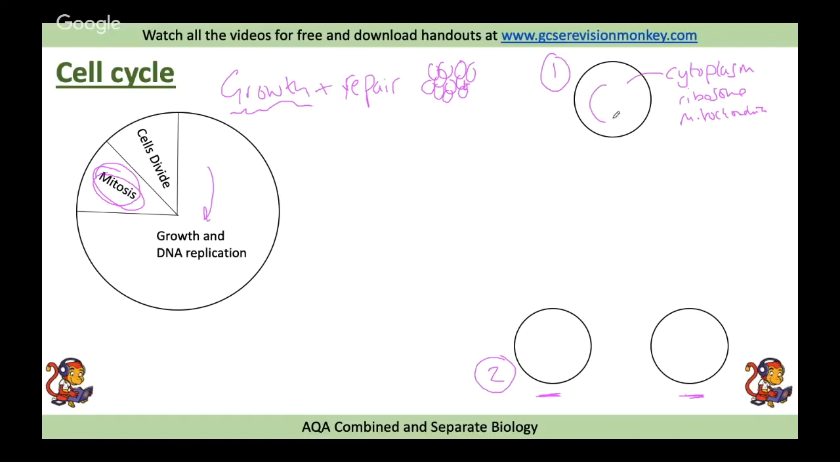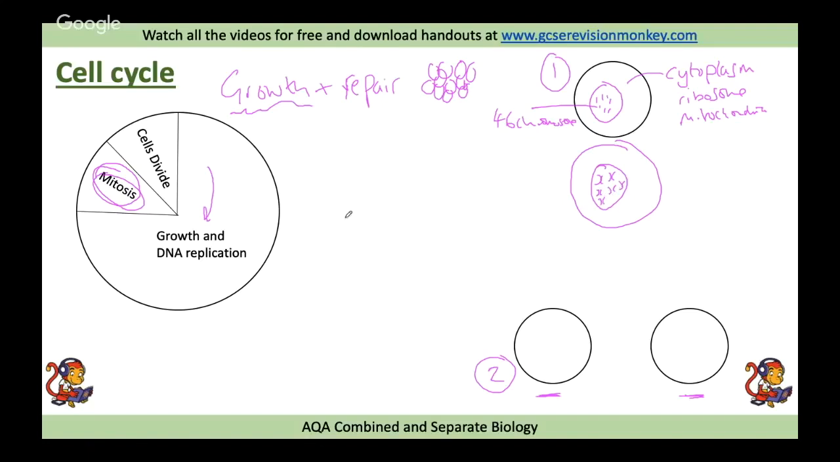Also, the nucleus contains 46 chromosomes, and we need to double that up as well. And when they do that, they make an identical copy of themselves, so the chromosomes will look a little bit like X's, like that.